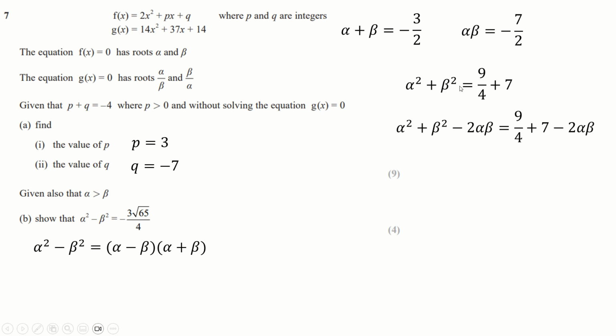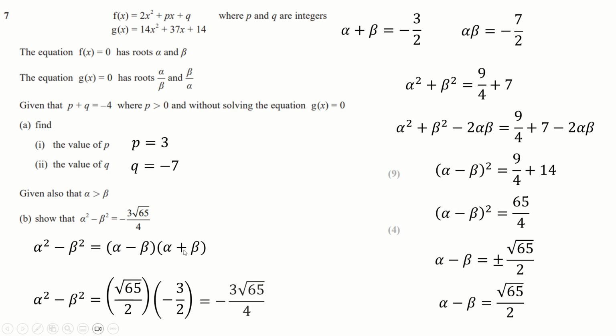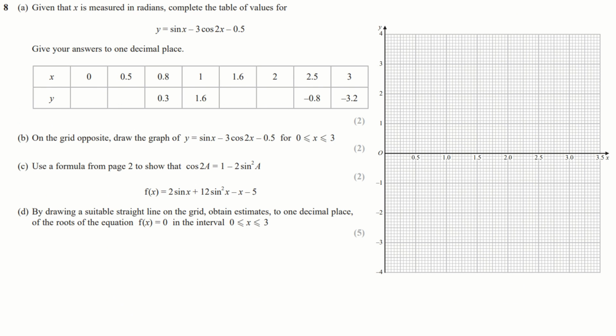Let's take this one here and take away 2 alpha beta from both sides. Because that way, this thing here factorizes to alpha minus beta all squared. And this over here is just 2 lots of this, which is minus 7. And then minus 7 is plus 7, so that makes it plus 14 there. First, I think I should put those two things together. Now I can square root both sides. Alpha is bigger than beta, so therefore this is a positive number. And I can substitute that into there, and I can substitute this into there. And I think I end up with exactly what they wanted me to get for that result there.